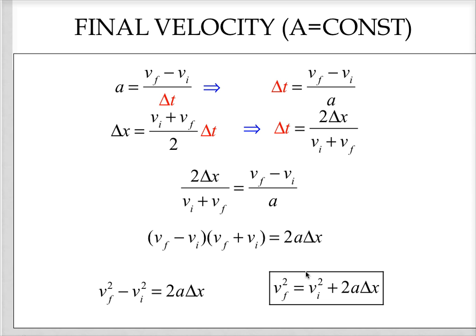Anything is possible. You can have v final, acceleration, delta x, you need to find initial velocity. So again, right here you do not have delta t. In the previous formula we did not have v final. It depends upon what is given in your data, in your problem, and what you're looking for. So there you go.